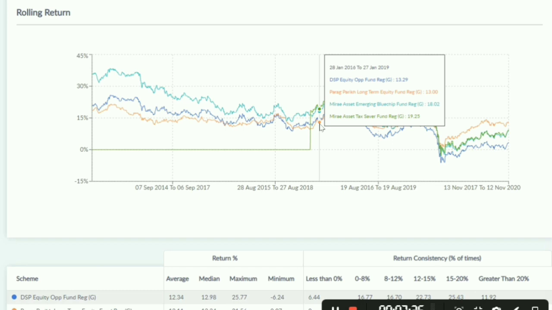So among these funds, if someone wants to change from DSP Equity Opportunities, they can go for either Mirae Asset Tax Saver, PPFAS or Mirae Asset Emerging Blue Chip. But I would still prefer Mirae Asset Tax Saver and PPFAS. Emerging Blue Chip has one issue: they don't take more than 2,500 rupees SIP as of now, because of the fund size and opportunities in the market. They think there are not many opportunities in the market as of now. That's why they have limited the intake of SIP per person per PAN.